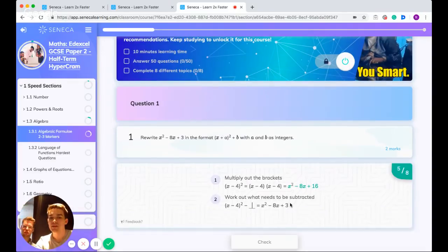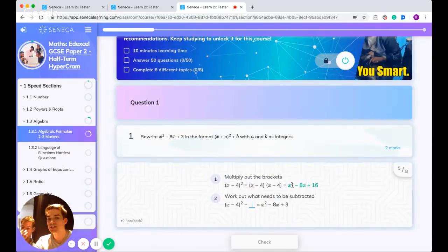Now you notice that x squared minus 8x matches x squared minus 8x. But plus 16 and plus 3 don't match. So we're going to have to do something to make the plus 16 change into a plus 3. What can you do for that, John?